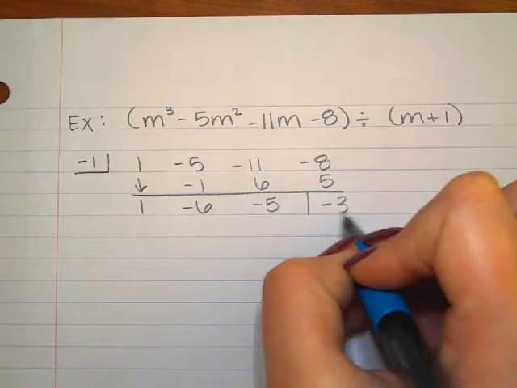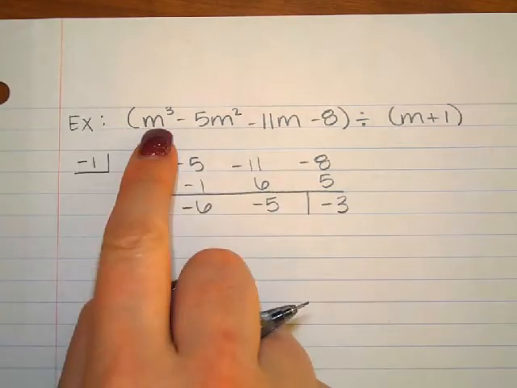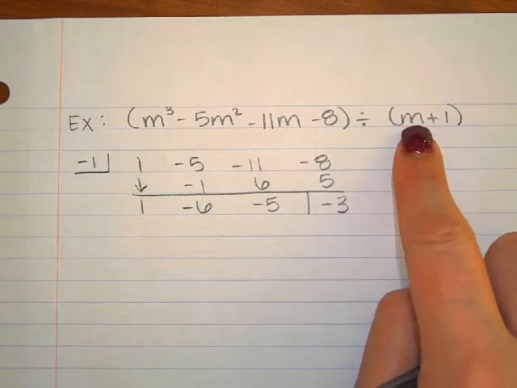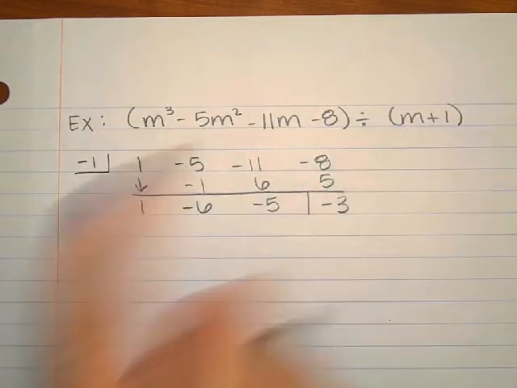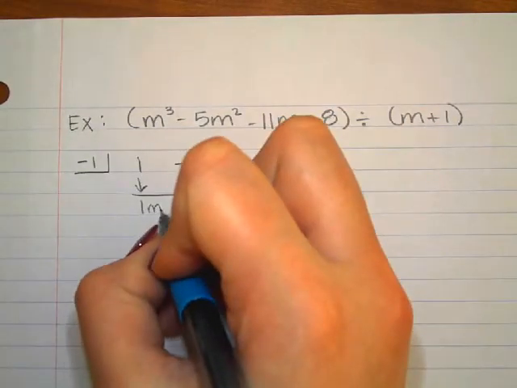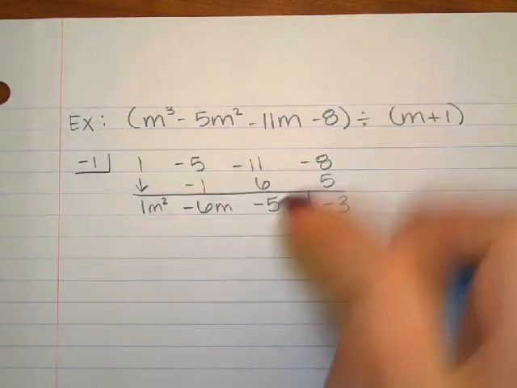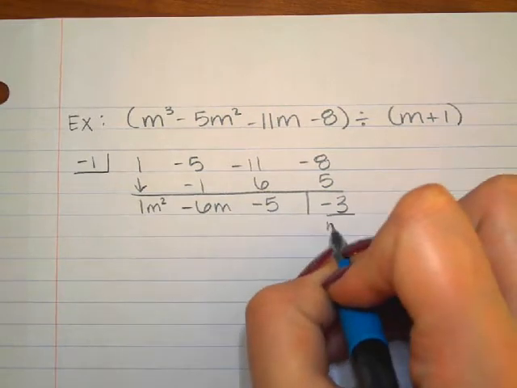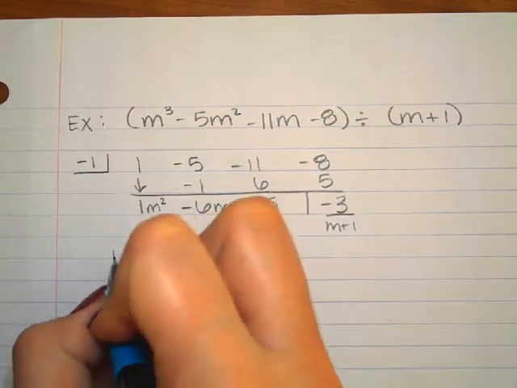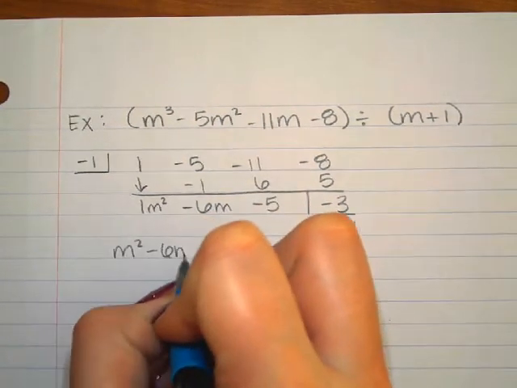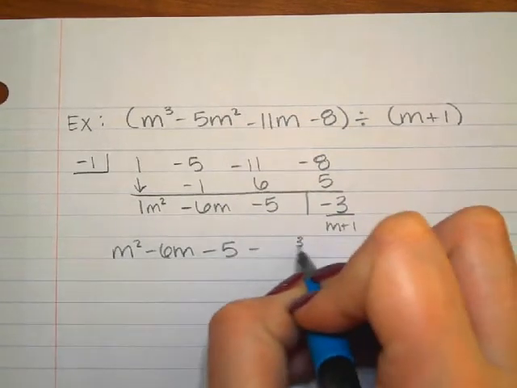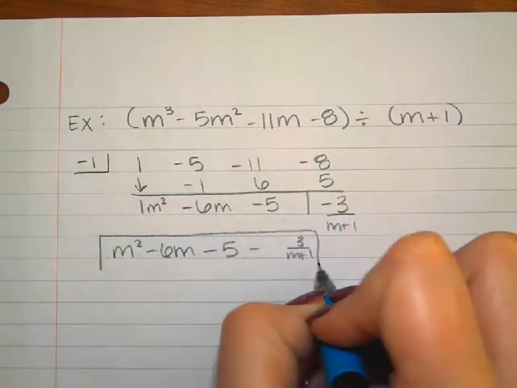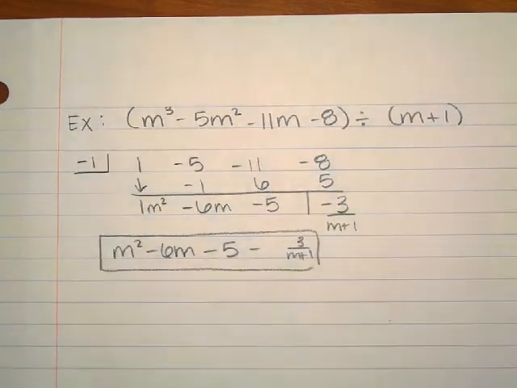Okay. So the highest exponent we had was m to the third. We divided that by m, so now we have m squared. And that's how I figure out the rest. So m squared, m, no m, and then fraction for this one. So I've got m squared minus 6m minus 5 minus 3 over m plus 1. That is my answer.